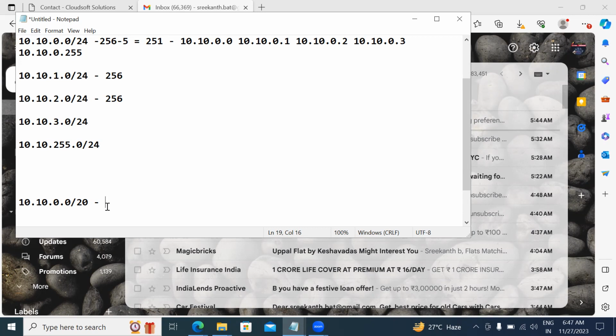Okay, so can you tell me how many IPs will we get here? 256 into 2? No. 512? 1024? No, not correct. The simple formula is 2 to the power of 32 minus 20, that is equal to 2 to the power of 12. 2 to the power of 12 is equal to 4096 IPs. Okay, among these again, how many are reserved? 5.